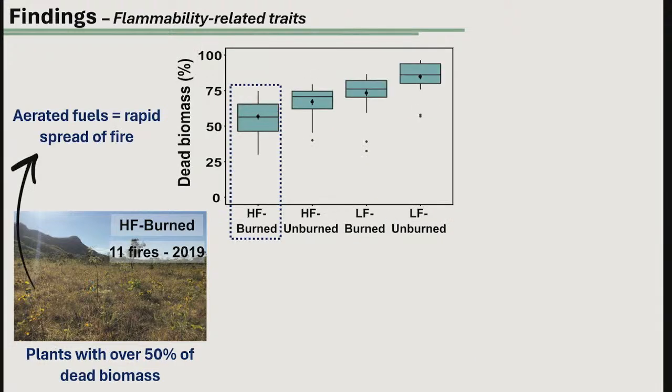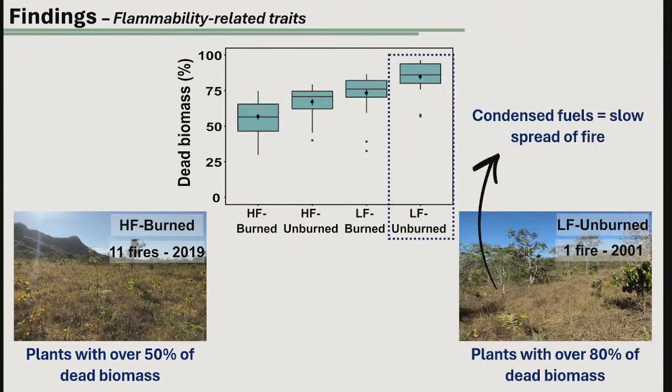And this can be associated with the amounts of dead biomass, because in the first area, plants exhibit over 50% of dead biomass, and this can be considered aerated fuels contributing to the rapid spread of fire. And in the area excluded from fire, plants exhibit over 80% of dead biomass, and this can be considered condensed fuels, decreasing the spread of fire.